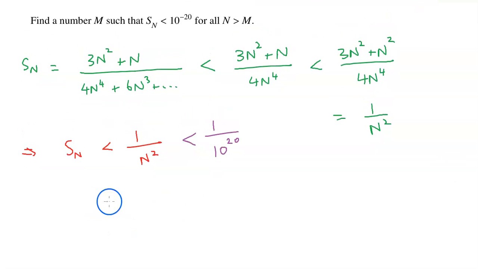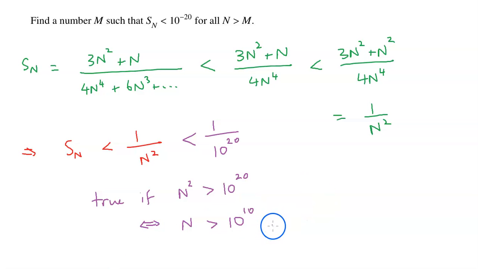But clearly that is true if n squared is greater than 10 to the positive 20, if and only if n is bigger than 10 to the power of 10. So m equals 10 to the power of 10, and we're done.